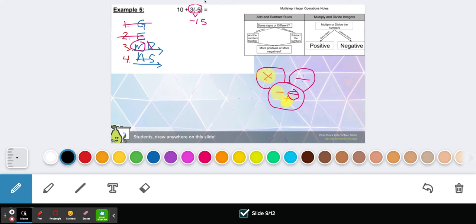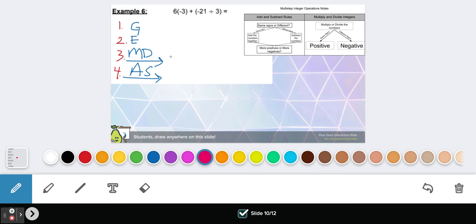And then I'm going to rewrite everything else just how I have it there because I did not use it. Okay. I'm going to leave you guys to finish the rest. So circle either we are going to add or subtract, show me your answer, and then move on to example 6.